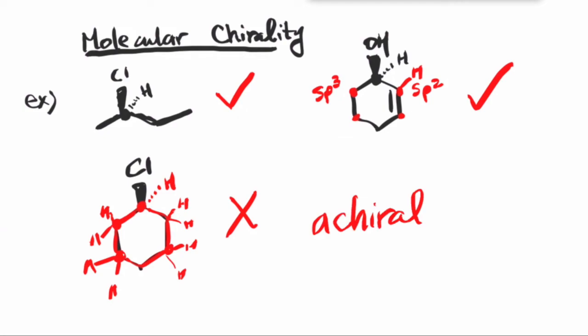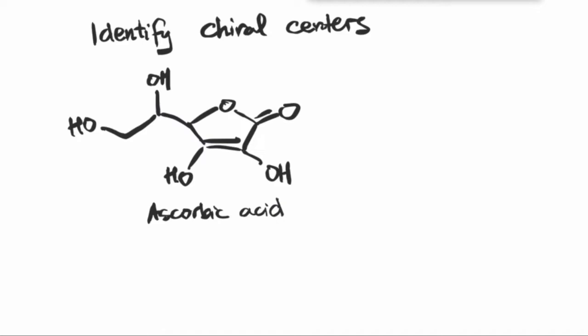As a point of clarification, if you do not have a chiral center, you are definitely achiral. On the flip side, if you do have a chiral center, your molecule may not necessarily be chiral. So there is that caveat that we will explore in later videos. So let's continue with the practice of identifying chiral centers.